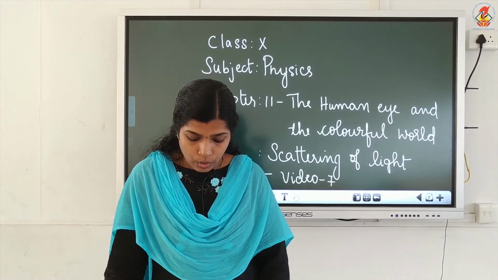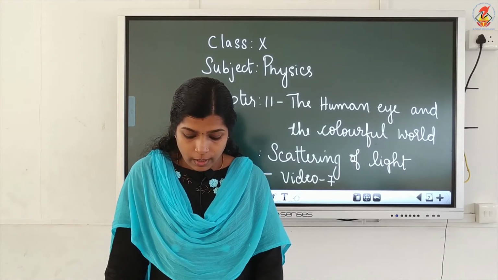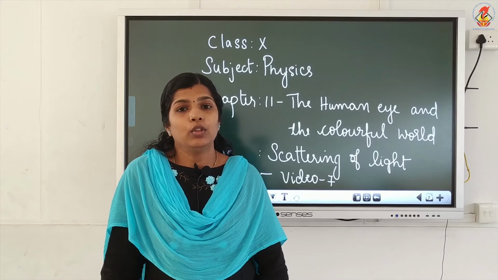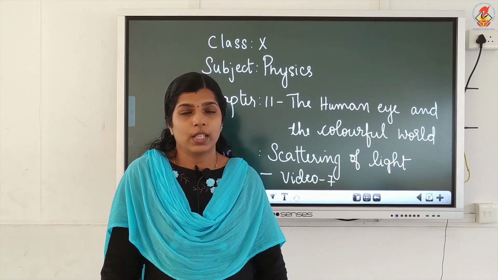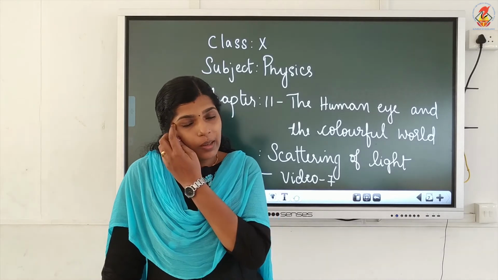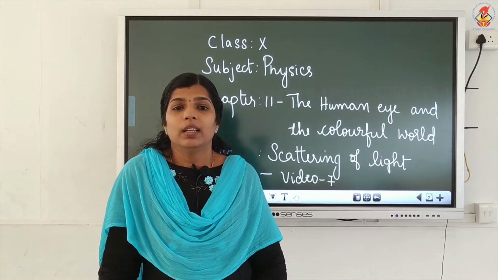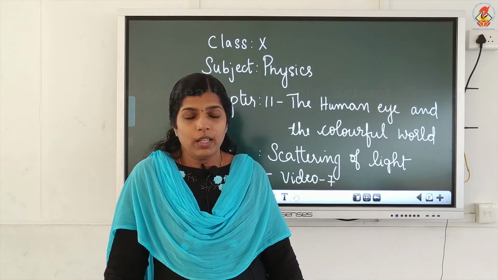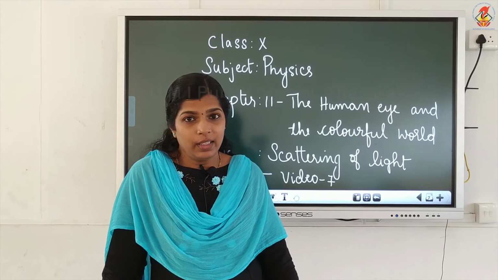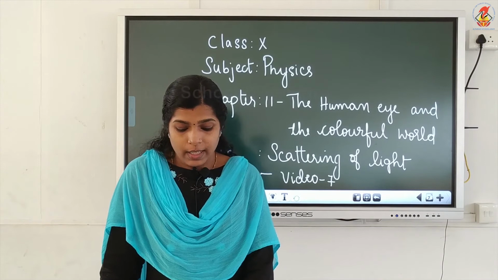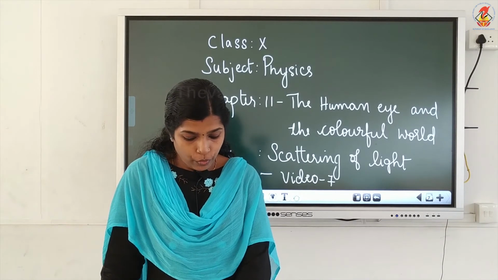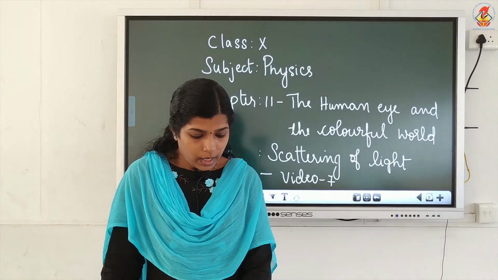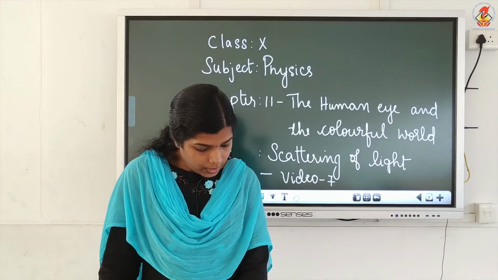Okay. So, you may have observed that danger signals are red in color. What's the reason? Because the wavelength of red is more, about 700 nanometer. So, it will be least scattered by the molecules or the particles in the air. That's why danger lights are red in colors. Red is least scattered by fog or smoke. Therefore, it can be seen in the same color at a distance.